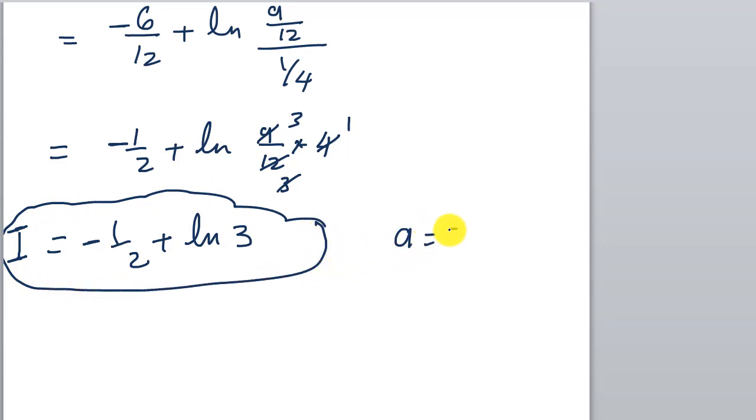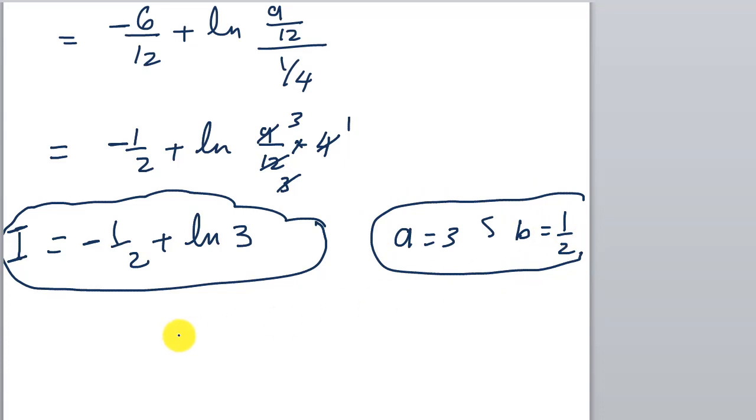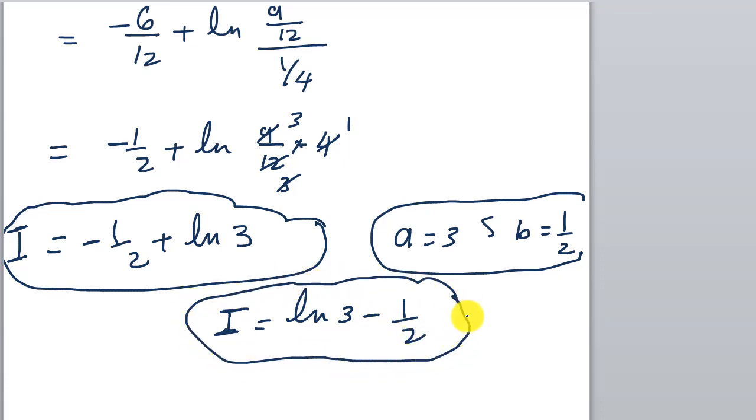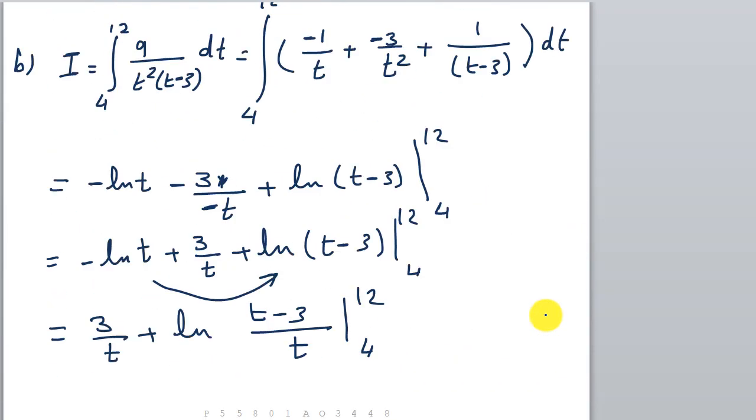So A equal to 3 and B equal to half. And we need to write again the integration equal to ln 3 minus half. So it will be the same form that you need. Okay, let us go ahead.